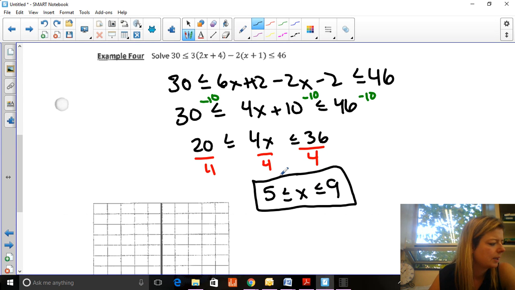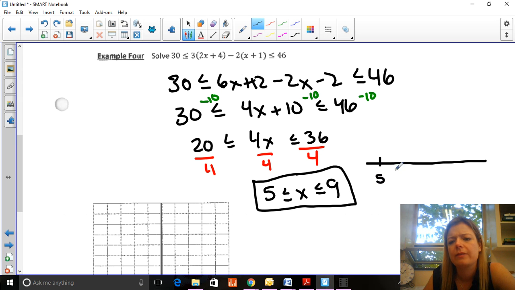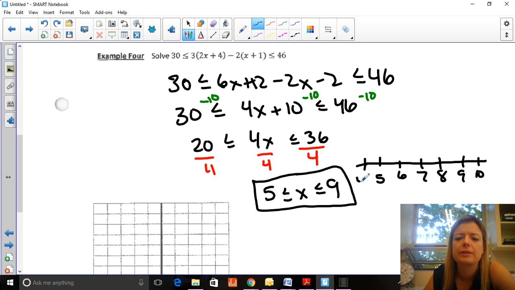Now, if you wanted to indicate this on a number line, you could draw a line: 5, 6, 7, 8, 9. You could put 10 on the other side and 4 on the other side here. You would put a closed dot at 5 and a closed dot at 9 because those are included, and then simply connect them in a straight line. All right, so there you have it.